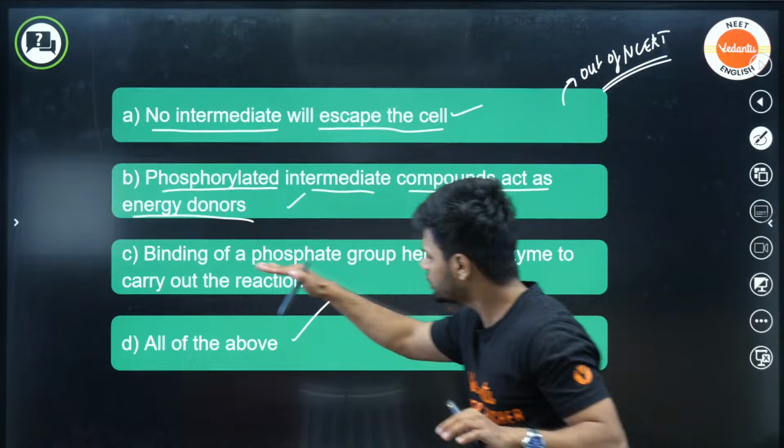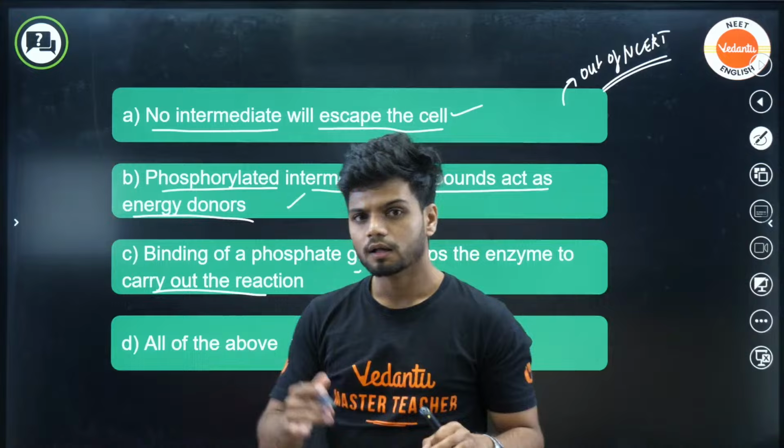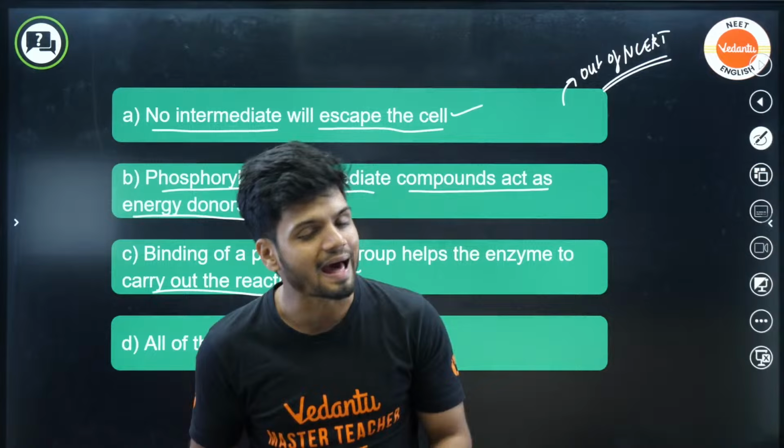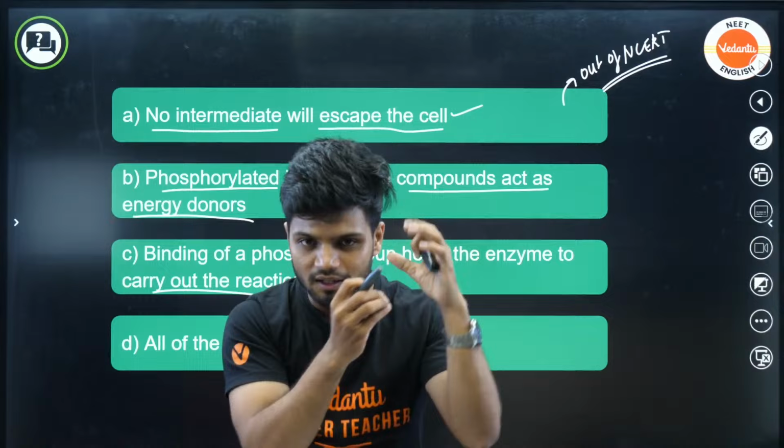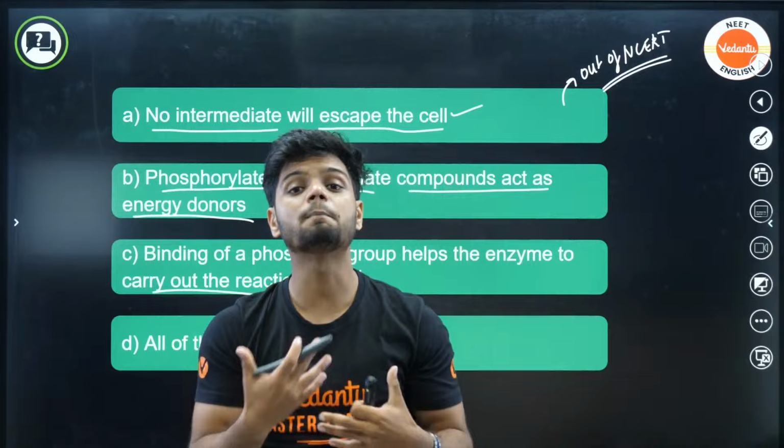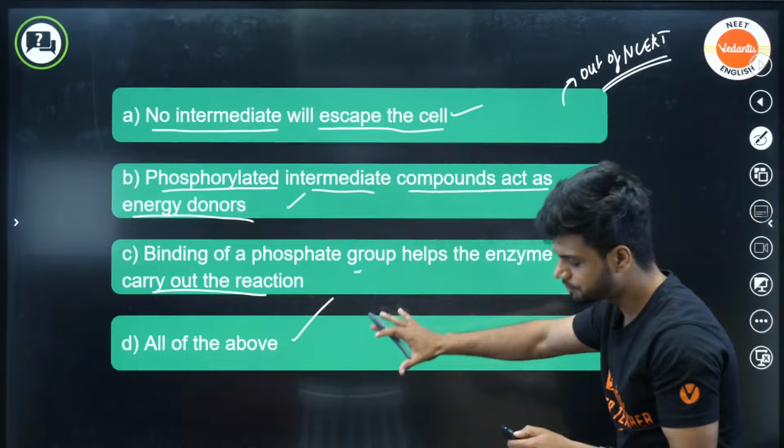Binding of phosphate group helps the enzyme to carry out the reaction. How? This particular phosphate acts as a recognition site for the enzyme to come and attach. Whenever the enzyme needs a substrate, this particular phosphate will act as an active site. The enzyme will come and join to it. So it will help in your enzyme action. So the answer is actually all of the above. Little outside your NCERT, but I want everyone to understand that.